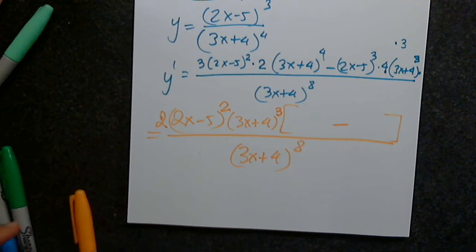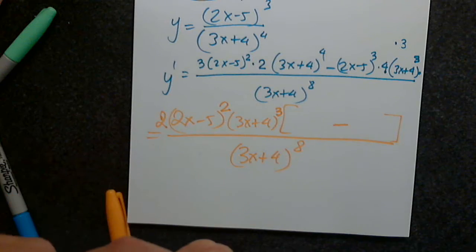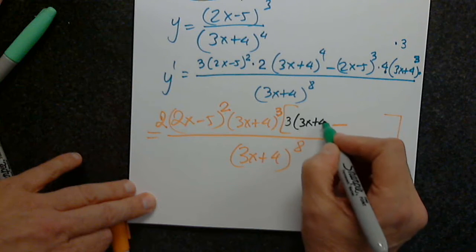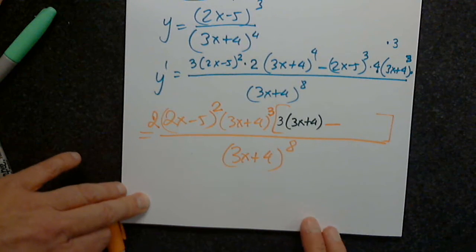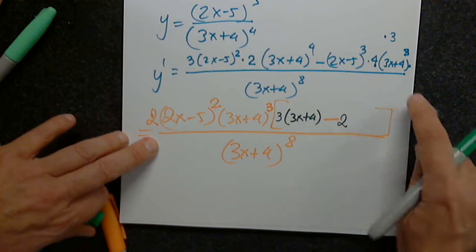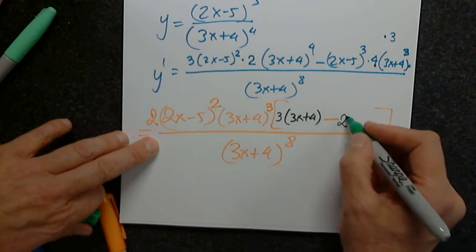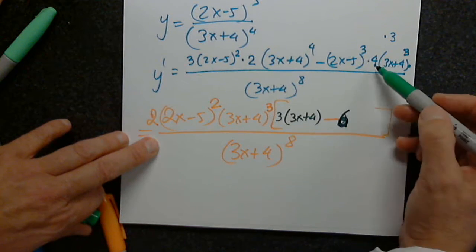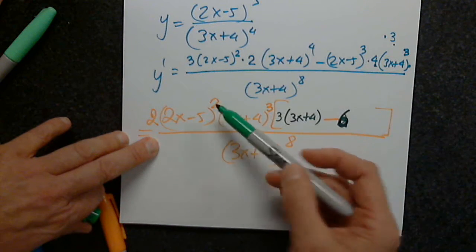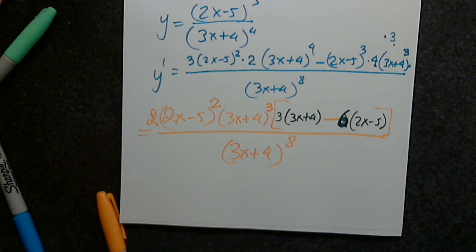So let's see what is left. 2 is out. This is completely out, but there is a 3 left. And from those 4, I took out 3, so there is a 3x plus 4 left over. And from the second term, I only took 2 out of the 3, so there is a 2x minus 5 left inside. 3x plus 4 to the third is completely out. And a 3. See? 2 times 3. Is this okay?